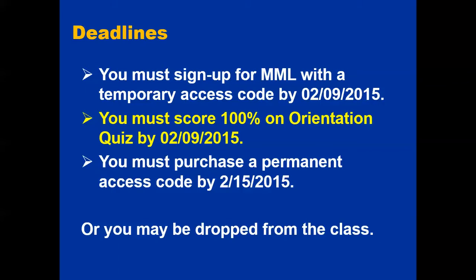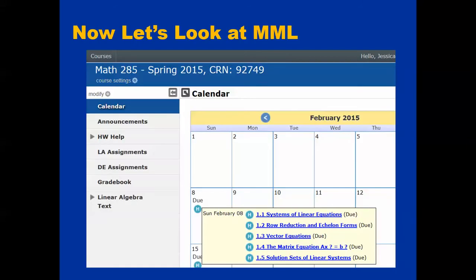You must score 100% on the orientation quiz. The orientation quiz just covers whatever I just said. And you must purchase a permanent access code by February 15. After that day, I will assume you do not want to remain in the class anymore, and I will start dropping students.